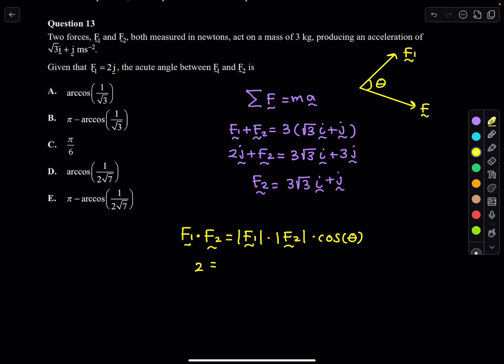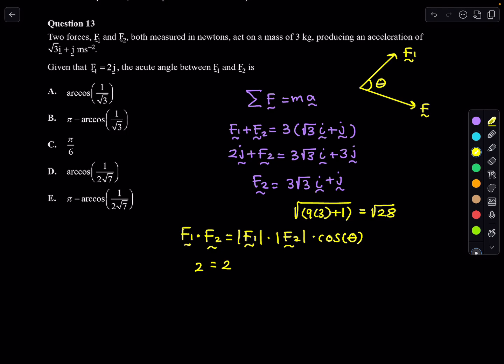That's 2 equals. What's the magnitude of F1? Well, it's just 2, as we can see here. And what's the magnitude of F2, which is this? Well, what's 3 squared? That's going to be 9. And then what about 1 squared, which is just plus 1? That's 9 plus 1, which is 10, root 10.